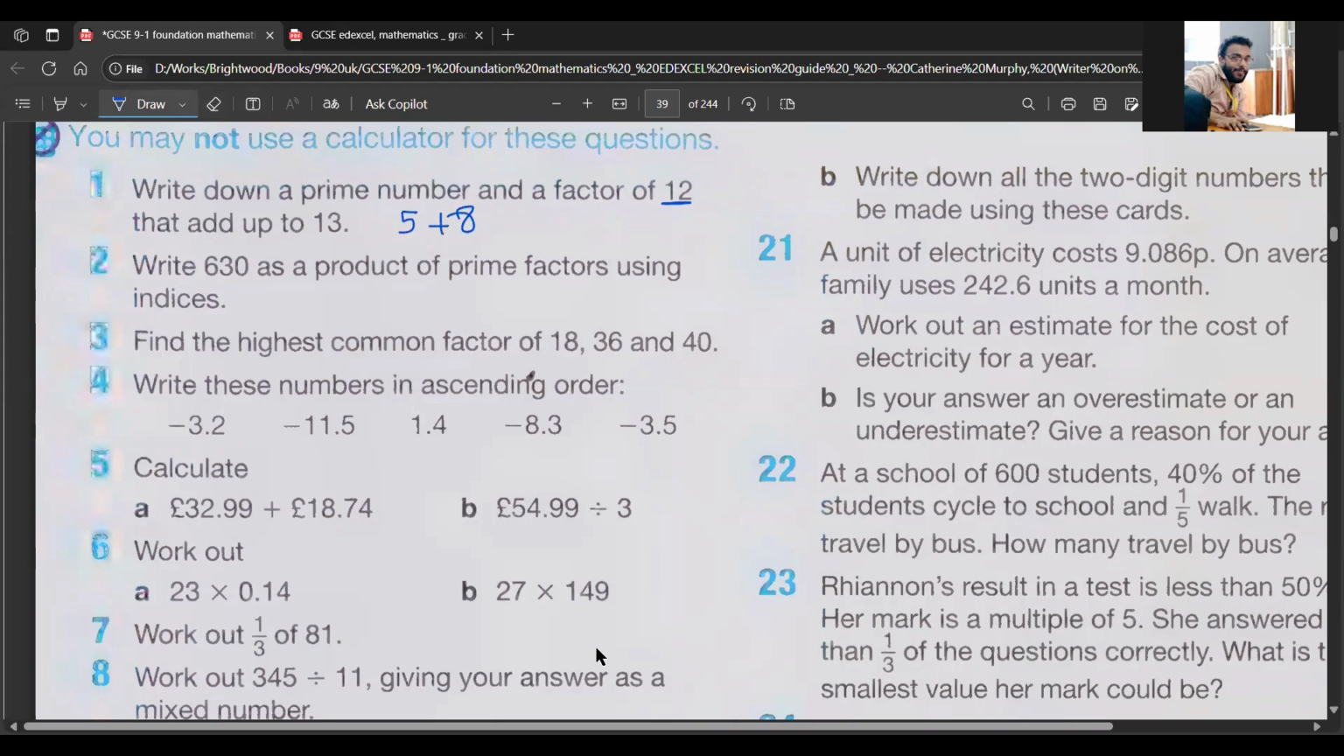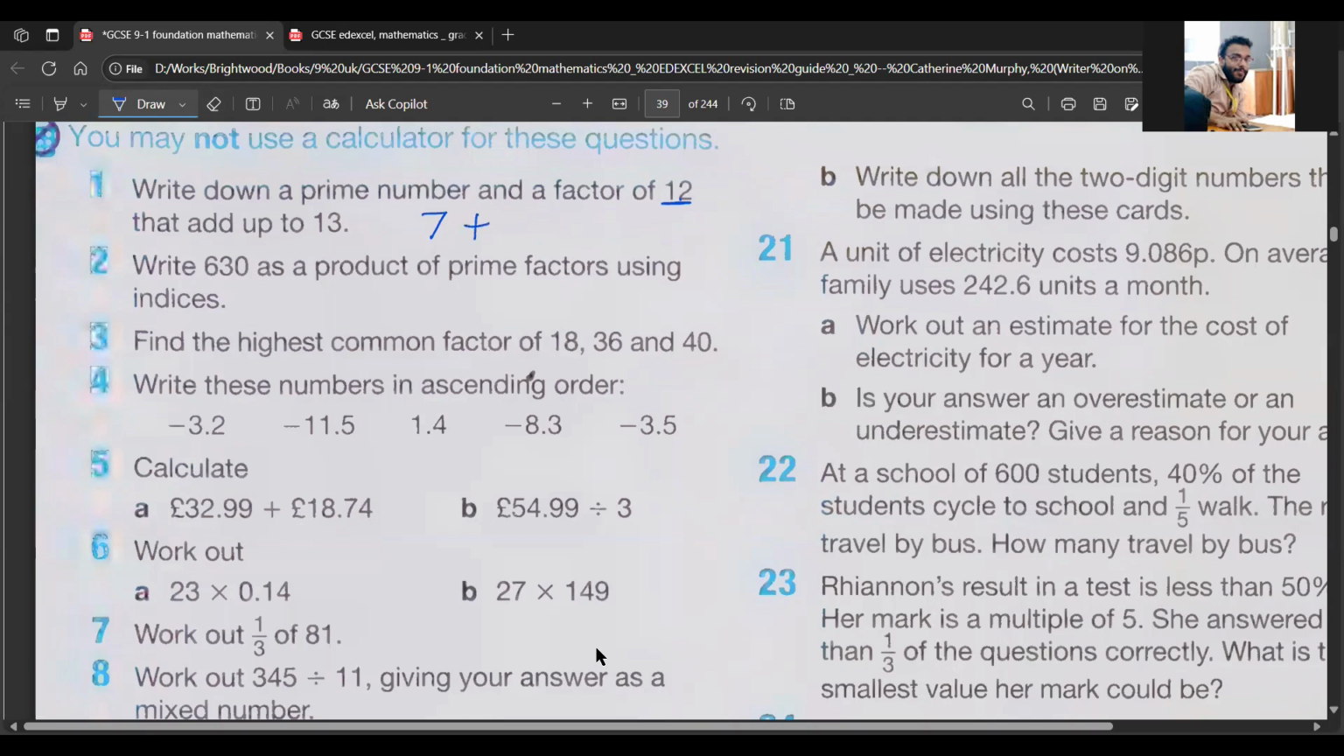Did you remember what a prime number is? A prime number cannot be divided by any other value. So 5 plus 8 should be 13. It's okay, but 8 is not a factor of 12, so we can't take 5. Is that clear? We have to think like that. The next prime number is 7.